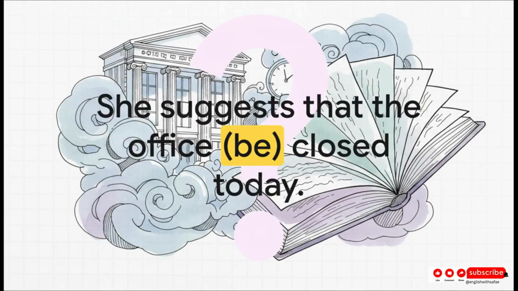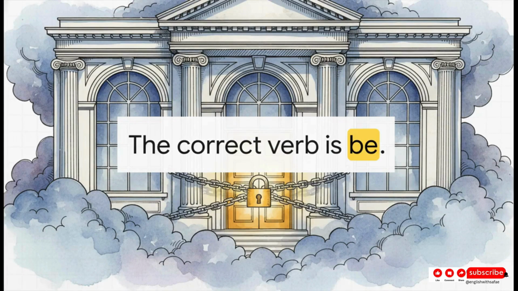She suggests that the office blank closed today. Our verb here is to be. We can clearly see the trigger word suggests. So how does the verb to be look in the present tense subjunctive? The correct answer is simply be. Yep, instead of the indicative the office is closed, the subjunctive exception demands that the verb to be just becomes be. She suggests that the office be closed today.